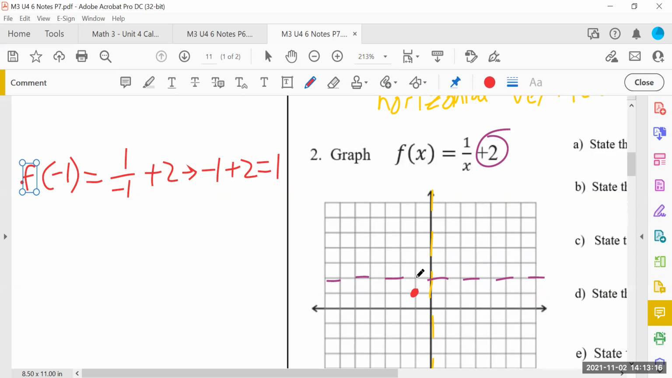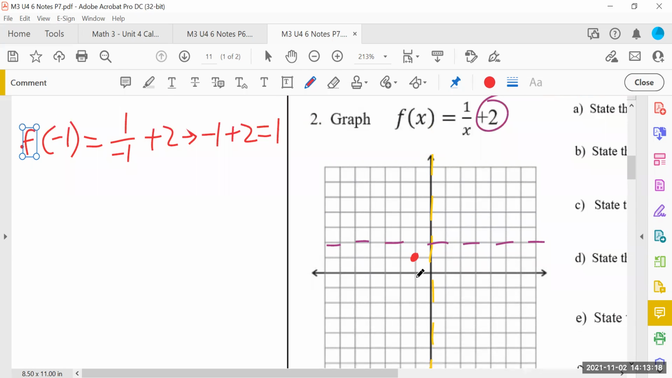Then let's plug in +1, that would be on the other side. F of 1, 1 over 1 plus 2, 1 plus 2 is 3. Right there. Does that make sense to everybody? And again, I picked those points because there's one to the left of the vertical asymptote and one to the right of the vertical asymptote.